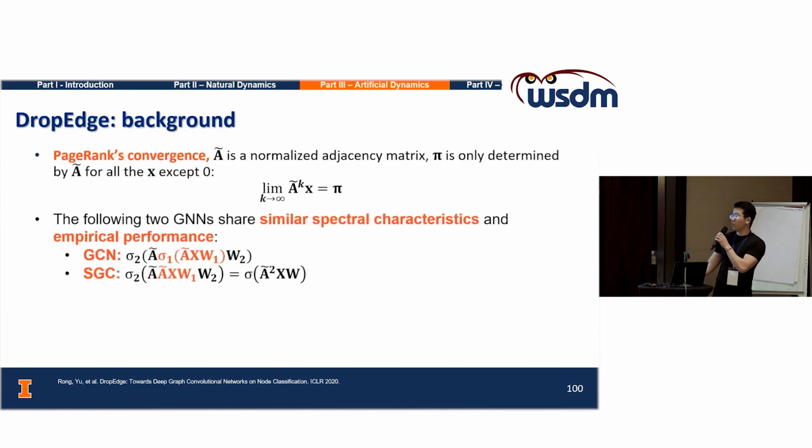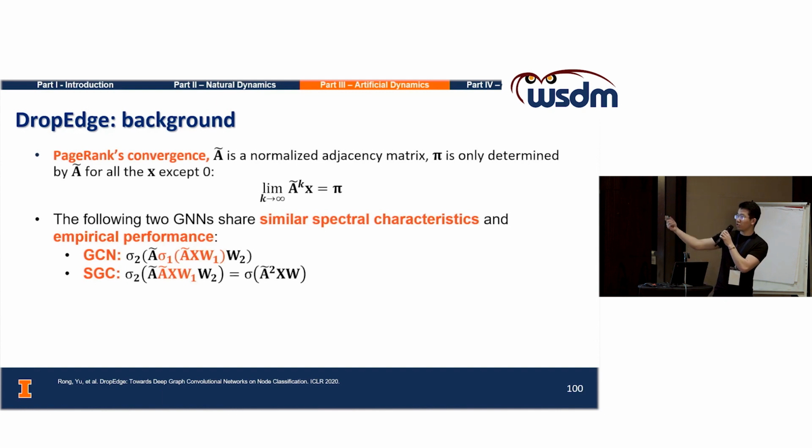So what's its relationship with graph neural networks? I select two representative works. The first one is graph convolution nets, and the second one is simplified graph convolution nets. So you can see the key difference between those two methods is that the second, SGC, removes some nonlinearity in the intermediate layers, right?